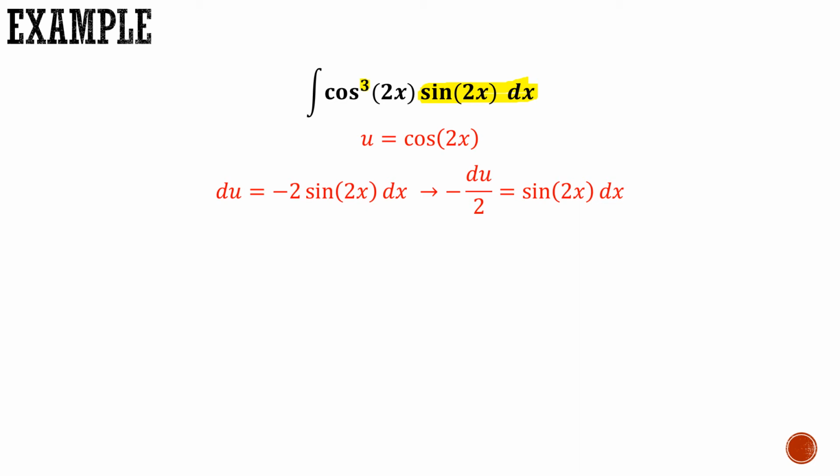Now plugging that back into my integral and taking that negative 1/2 out, I have negative 1/2 integral of u cubed du. Integrating that, I'm going to have negative 1/2 times u to the fourth over 4 plus c. And then cleaning that up and replacing my u with my original expression, I'm going to have negative 1/8 cosine to the fourth 2x plus c.